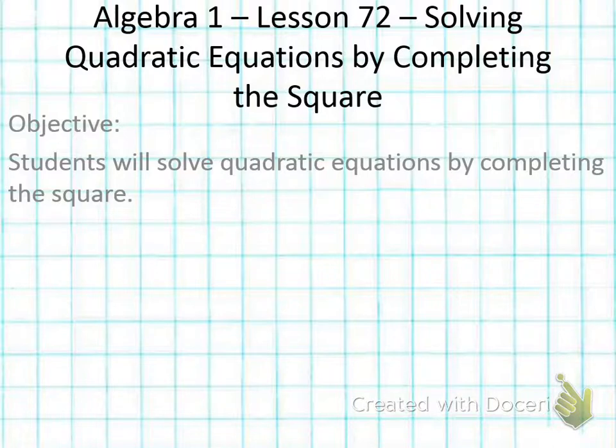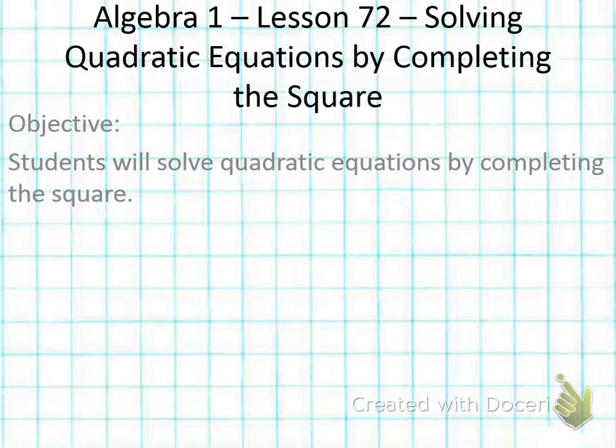And you have to know how to do this method now, and you'll need it for geometry next year, and you'll need to know how to do it really well, because geometry will do some big numbers. And for Algebra 2 we do it again, and it's a hard method. And remember the quadratic formula.